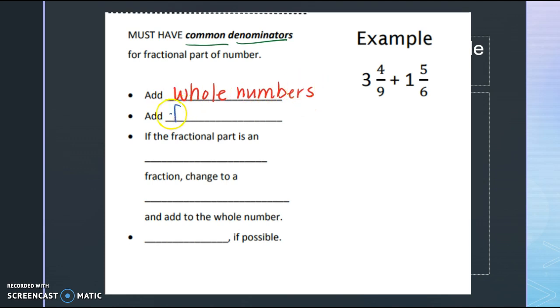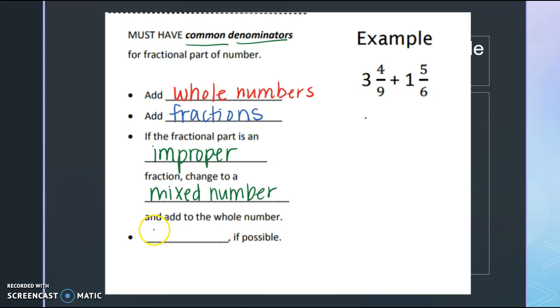Then we want to add our fractions. And the only way we can add our fractions is if we have a common denominator first. Now, once we add our fractions, if the fractional part is an improper fraction, meaning our numerator is larger than our denominator, we need to change that into a mixed number. And when we do that, the whole number we add to our already whole number. So we're going to show that on this step here, and so that part might make a little bit more sense once you see it.